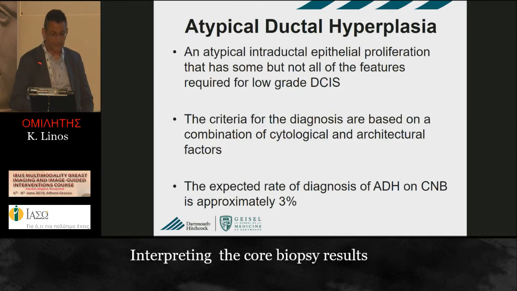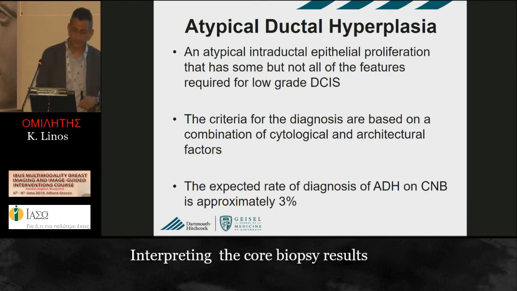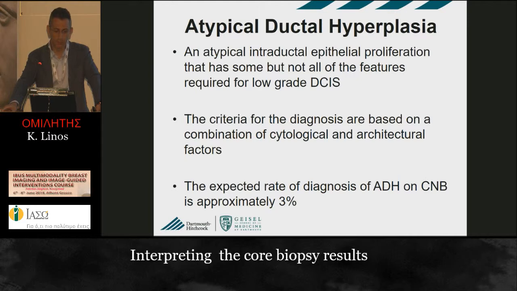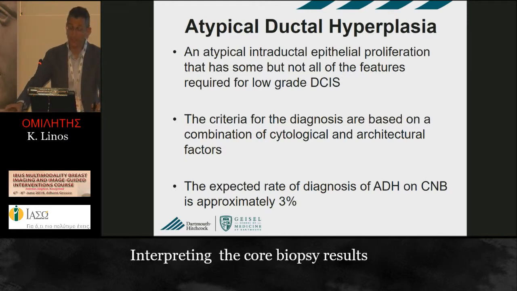So, atypical ductal hyperplasia: how do we define it? It's an atypical intraductal epithelial proliferation that has some, but not all, of the features required for the diagnosis of low-grade DCIS. It's a quantitative diagnosis. What I mean by that is that it qualitatively, morphologically meets the criteria for low-grade DCIS, but it's just not enough. In the next slide, I'll tell you what we mean by not enough.